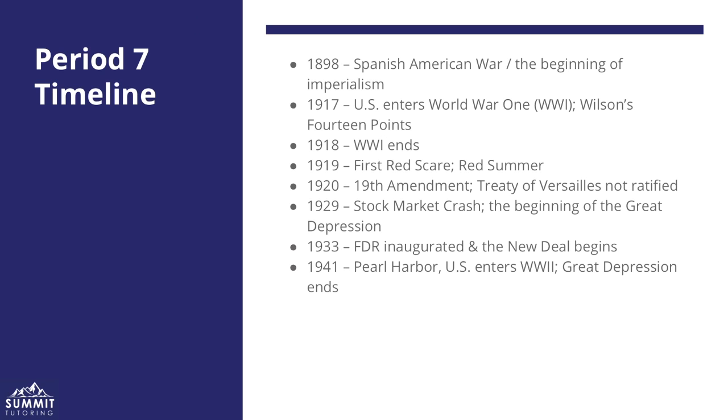Alright, so as always, I have a little timeline here for you. We're going to start with the Spanish-American War in 1898, and we're going to end period 7 with Pearl Harbor in 1941. I'll give you a couple seconds to look this over if you want to take a screenshot of it to say that these are some great events to know.